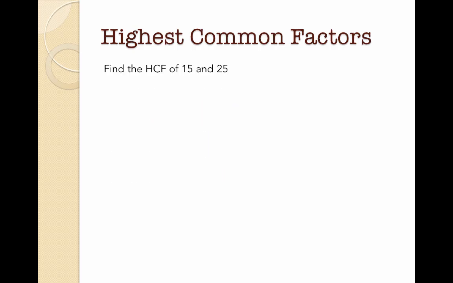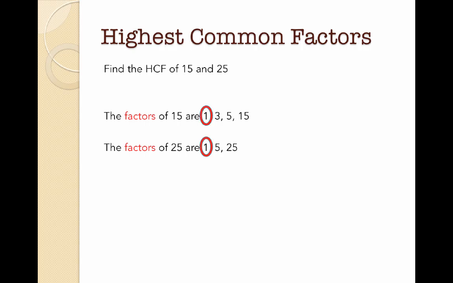What would the highest common factor of 15 and 25 be? Well, the factors of 15 are 1, 3, 5, and 15, and the factors of 25 are 1, 5, and 25. They both have a common factor of 1 and 5, but the biggest number that they have in common is 5. So the highest common factor of 15 and 25 is 5.